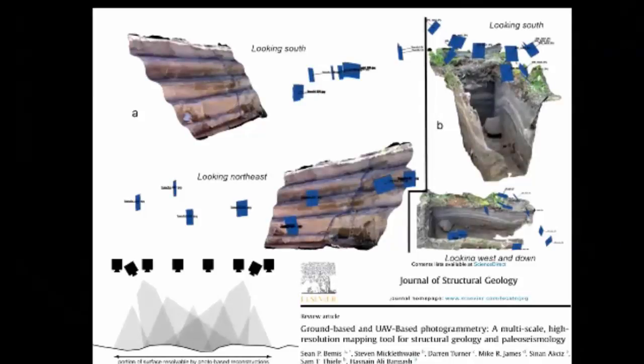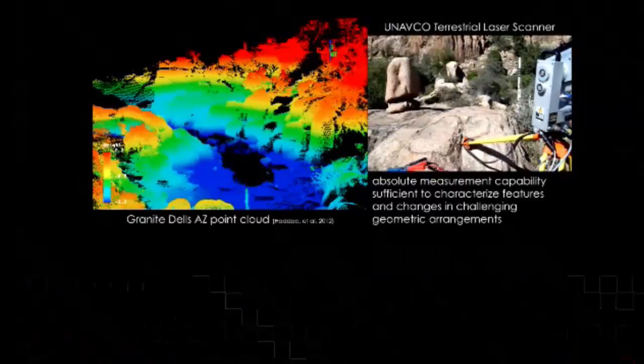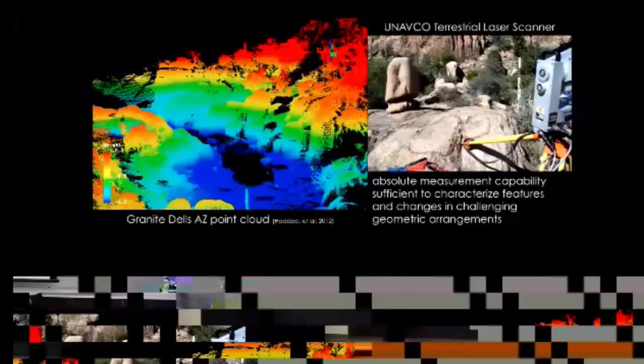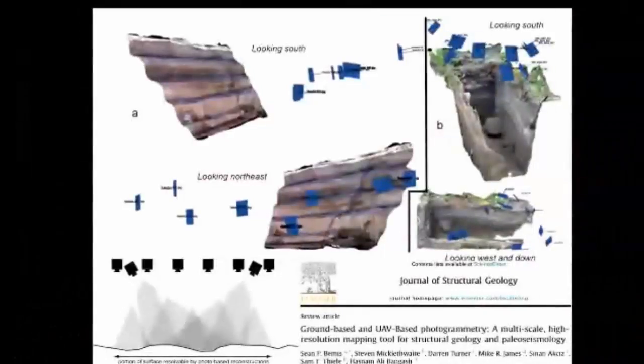But the key text I have here is that we need the ability to have absolute measurement capability sufficient to characterize features and changes in challenging geometric environments. If you're flying above someplace, you can only see so much. But sometimes you're down in environments where you need to measure a boulder, or you're in a hole and you need to characterize the trench.